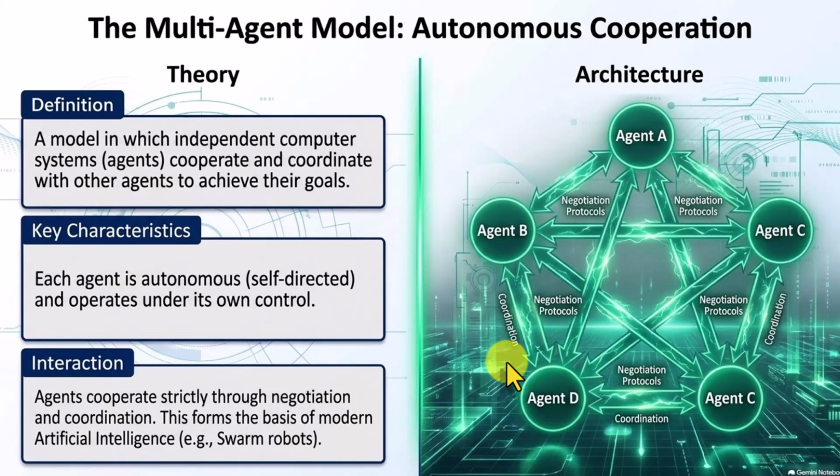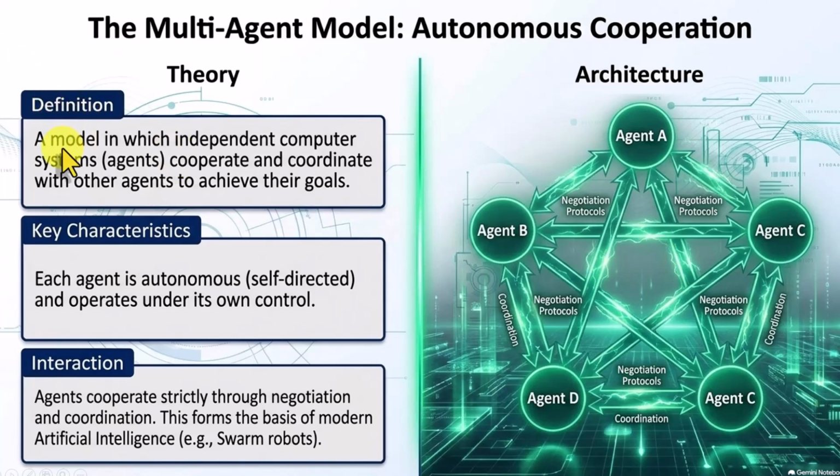Then we come to the multi-agent model, autonomous cooperation. In multi-agent cooperation, we have different agents who work entirely separately and individually for themselves. But then there are some negotiations or communications and connections between these agents that synchronize them, and through those negotiation protocols they try to generate one true and complete output somehow.